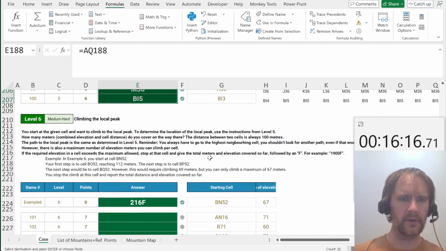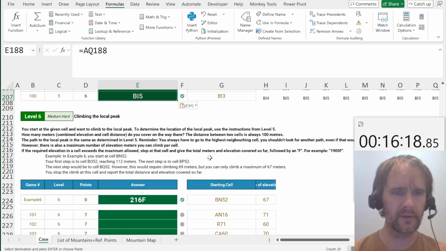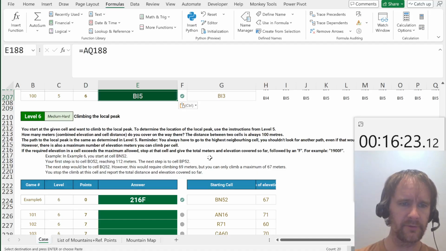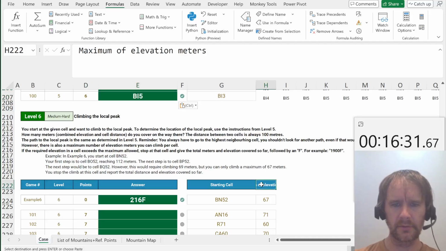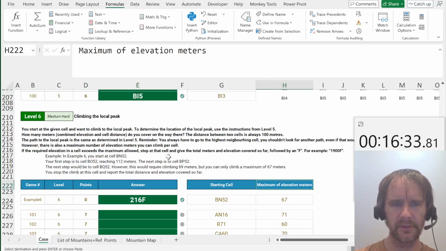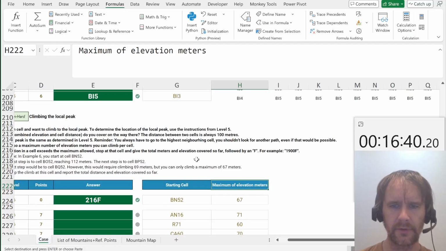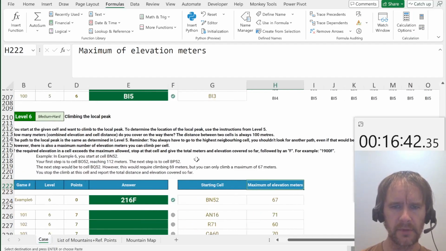And they are. Hooray. Okay, level 6, climbing the local peak. You start at the given cell and want to climb to the local peak. To determine the location of the local peak, use the instructions from level 5. Fine. How many meters combined elevation and cell distance do you cover on the way there? Distance between two cells is always 100 meters. What is this? Maximum of elevation meters. Path to the local peak is the same as determined in level 5. Remember, you always have to go to the highest neighboring cell. You shouldn't look for another path, even if that would be possible.